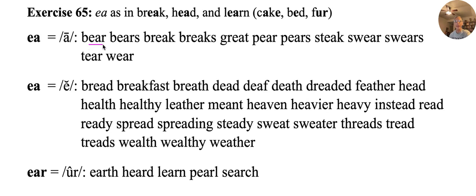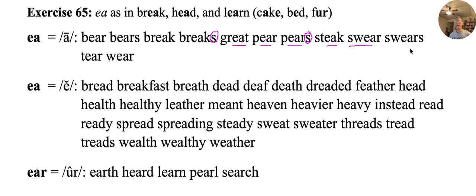The first one is bear, like a bear that lives in the forest. Then we have bears, which is simply the plural. Next is break, and this is break like you break something, break a stick or something. And the next one is simply the plural of that, breaks. Next we have great, like great job. Pear, a nice juicy pear that grows on a tree. And then we have the plural of that, pears. Next we have steak, a nice juicy steak.